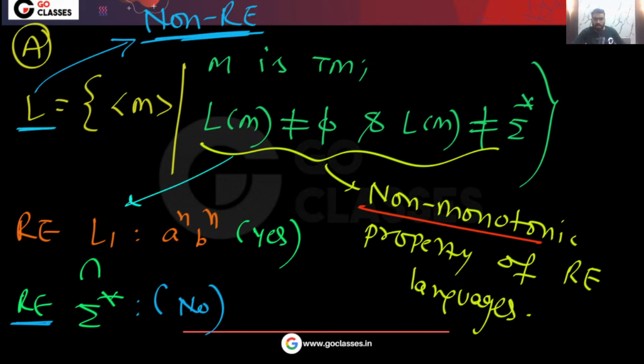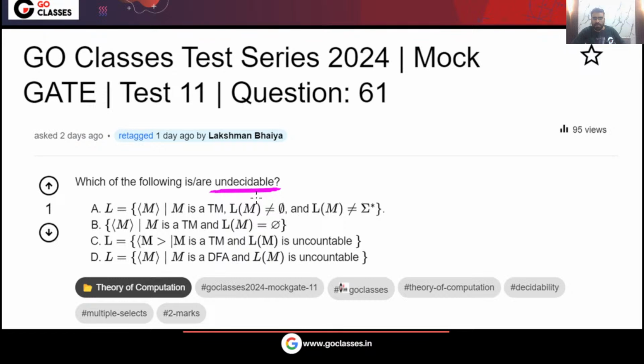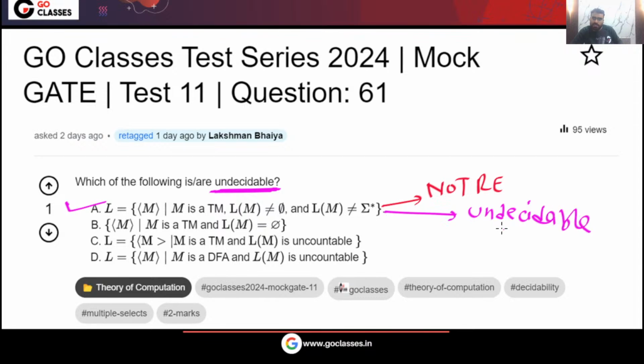I hope you understood. But the question is only asking for undecidable. So yes, this is undecidable. Actually, this is not RE, but the question is asking for undecidable. Yes, this is actually undecidable because this is a non-trivial property. The property given to you is a non-trivial property for RE languages.